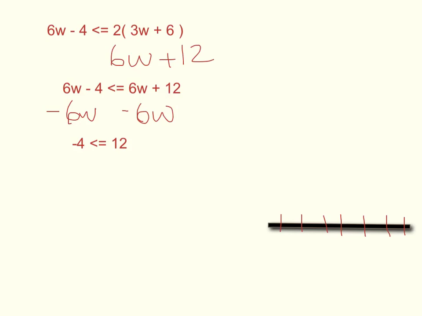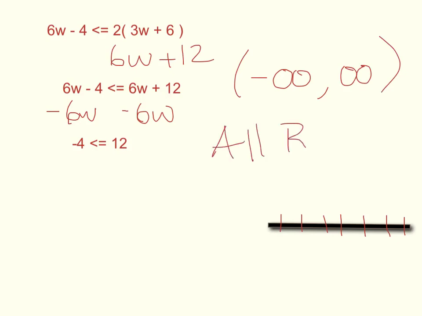Unlike the last solution, this is actually possible because negative 4 is always going to be less than 12. So the solution set for this equation is negative infinity to infinity, or just all real numbers. If you want to do the number line, you can, but it would just be the entire line.